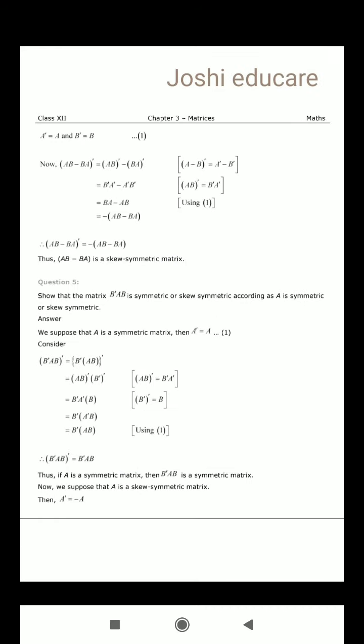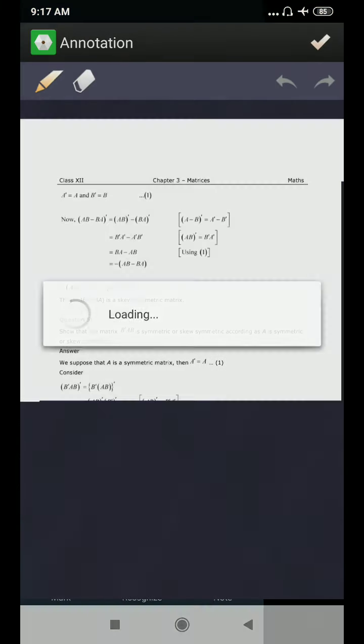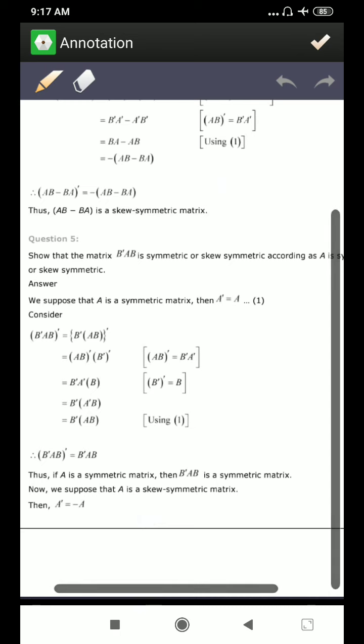So first, suppose A is a symmetric matrix. First we have taken, suppose A is a symmetric matrix. No problem. So A symmetric matrix means A transpose is A only.